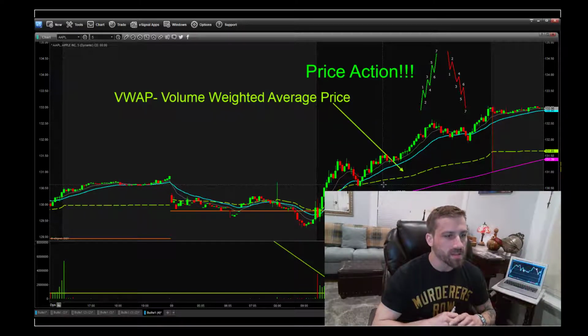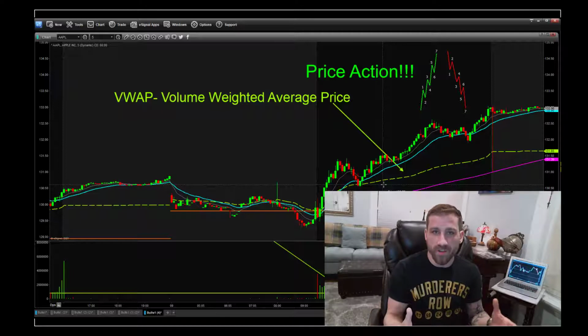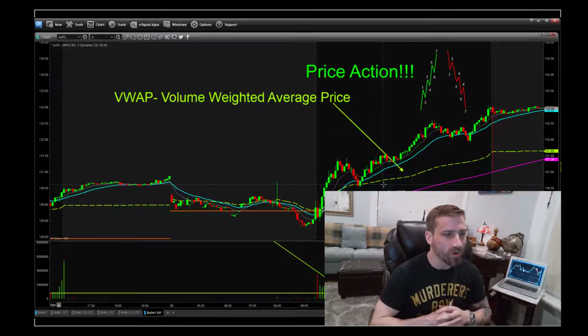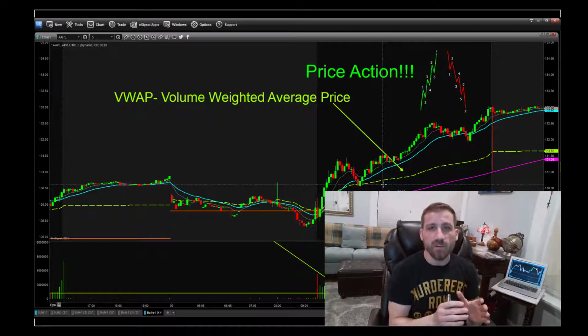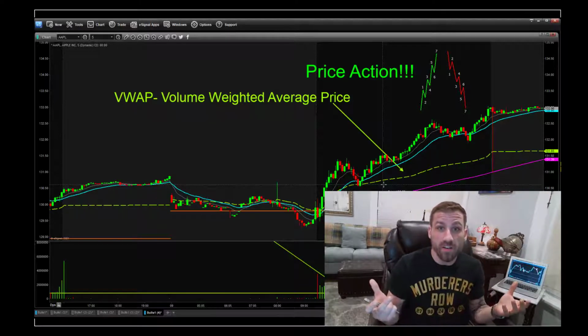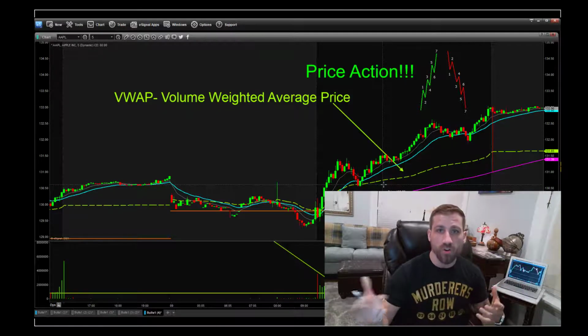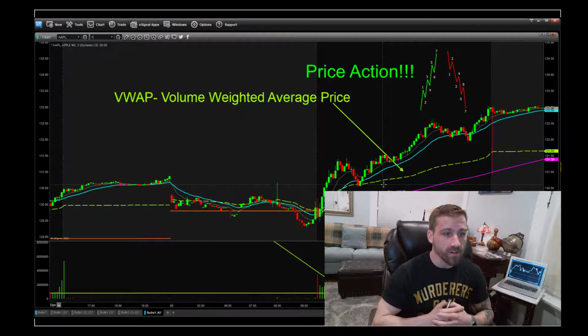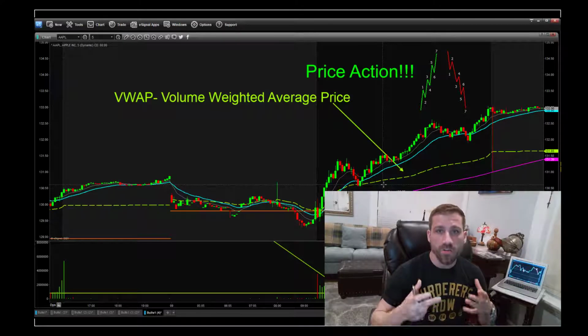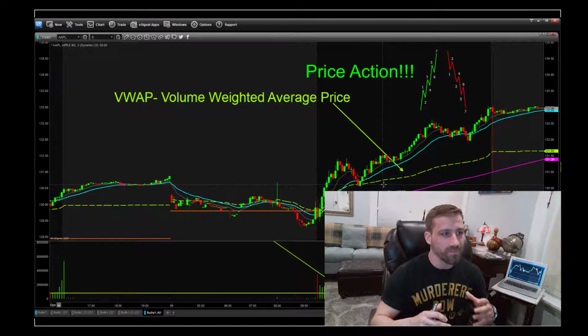You don't want to buy too extended off of that average. A lot of institutions will actually use this to gauge how good of a price they're getting for their orders, right? As close as they can get it to VWAP, the better. So, cheat, right? Do what they do, copy them. Literally act like you work at a hedge fund and say to yourself, okay, how far is this off VWAP? Because the further it is off VWAP, the not so great of a price you're getting there.